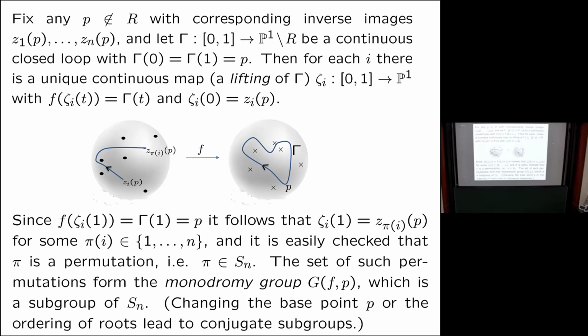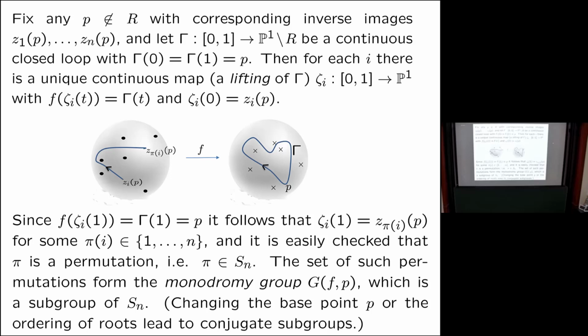So it belongs to the symmetric group Sn. You start at zi, you get to z pi(i), and that's true for i equals 1 up to n. The set of such permutations forms the monodromy group G_f of p, which is a subgroup of Sn. So that's what the monodromy group is. If you change the base point p, or the ordering of the roots at p, then you get essentially the same group. It's conjugate to the one you started with.